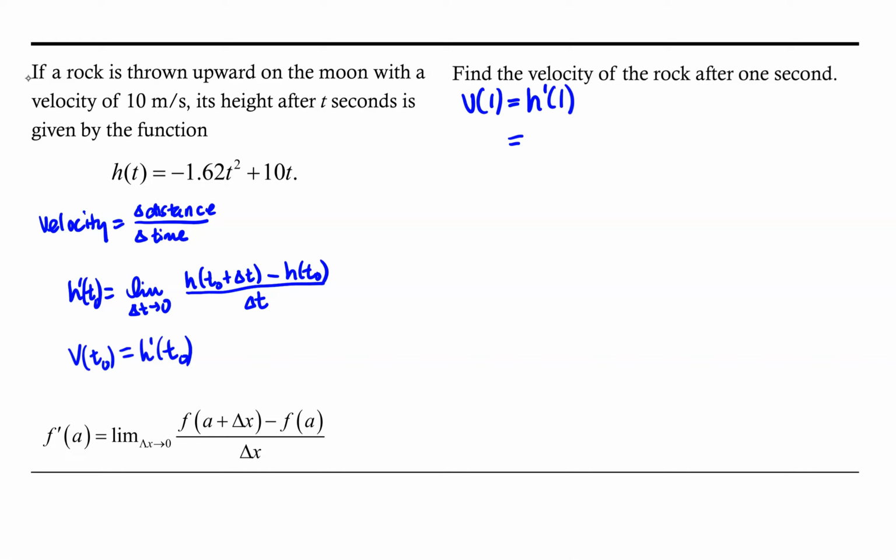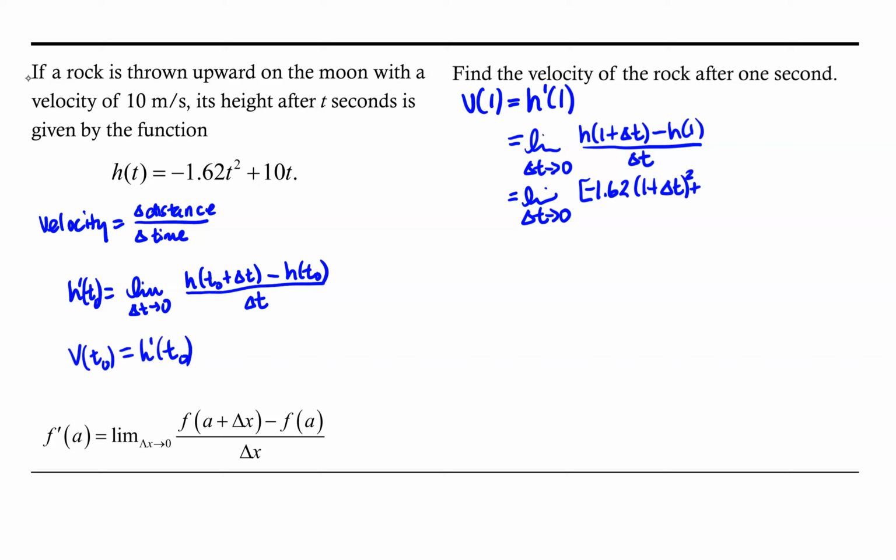So let's go ahead and find the velocity of the rock after 1 second. So this is going to equal the limit as delta t goes to 0 of h of 1 plus delta t minus h of 1 over delta t, which is equal to the limit as delta t goes to 0 of negative 1.62 times 1 plus delta t squared plus 10 times 1 plus delta t, minus negative 1.62 times 1 squared plus 10 times 1, all over delta t.